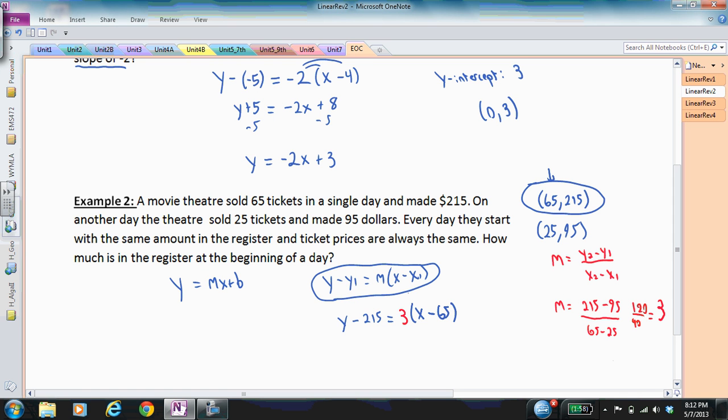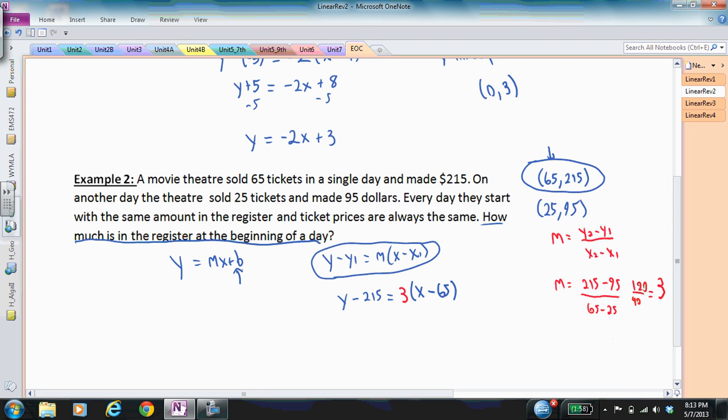Now, I want to know how much is in the register at the beginning of the day, aka the starting value, aka the b in y equals mx plus b form. So I'm going to convert this now into y equals mx plus b slope-intercept form. So I distribute: y minus 215 equals 3x minus 195. Add 215 to both sides, and you get y equals 3x plus 20.